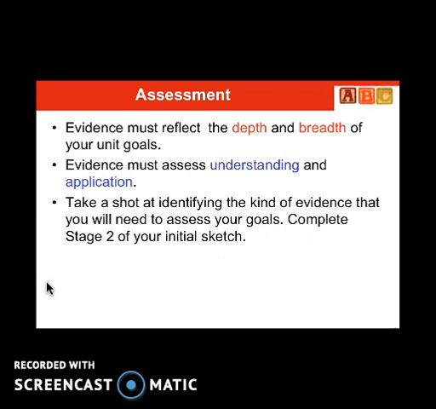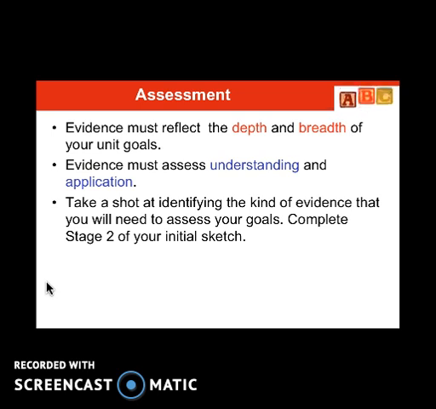Another important part of evidence and assessment is depth and breadth of the goals of your unit. And so, as a social studies teacher or a history teacher, we always say that with history, you could go a mile long and an inch deep, or you can go a mile deep and an inch wide. And so the idea is, what level do you want to teach that content? And that's driven by your assessment, and it's driven by the standards that you're choosing. And so, as we said before, that evidence has to assess understanding and application. What are the students understanding, and how is it being applied?